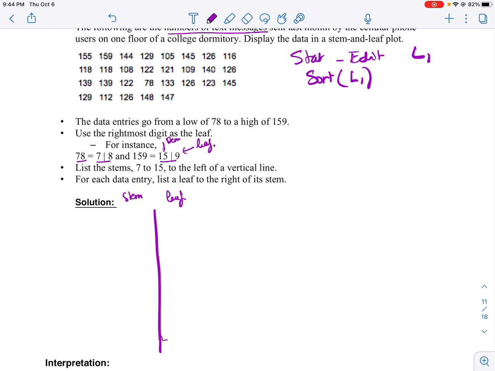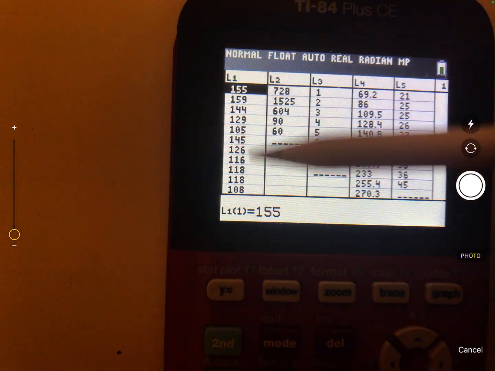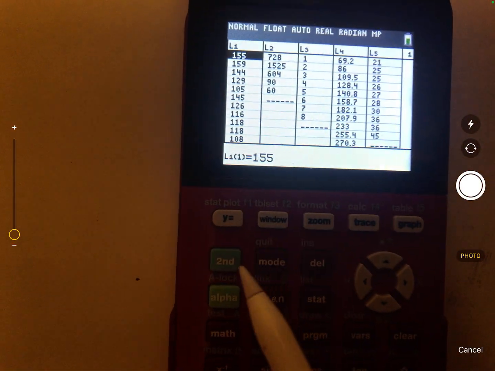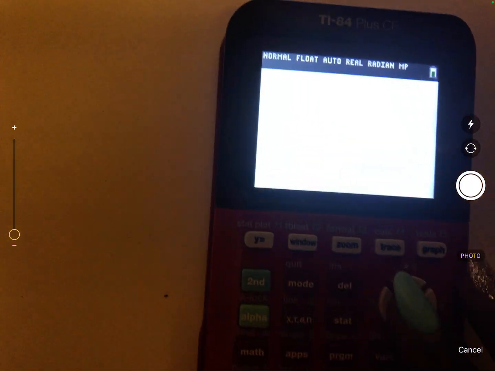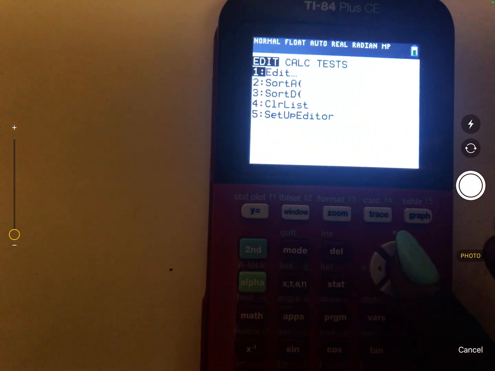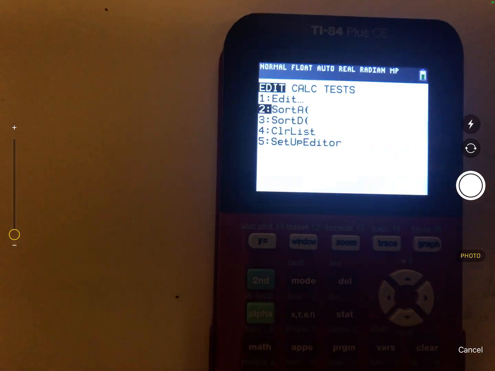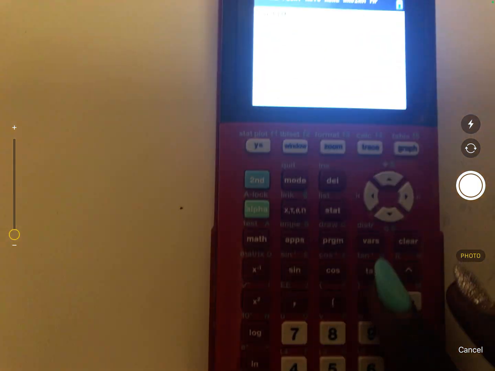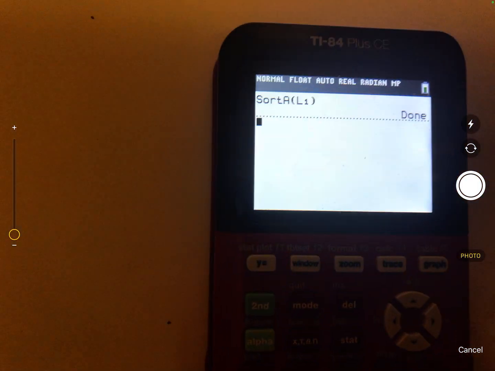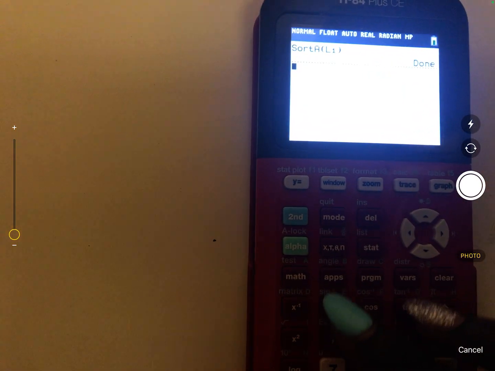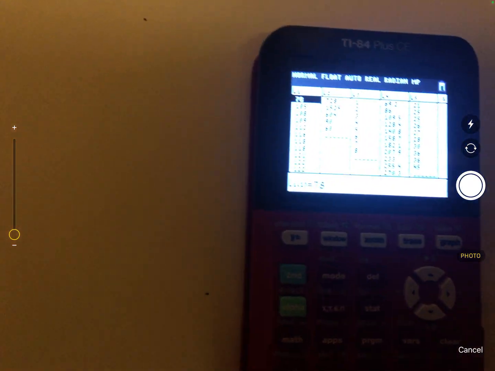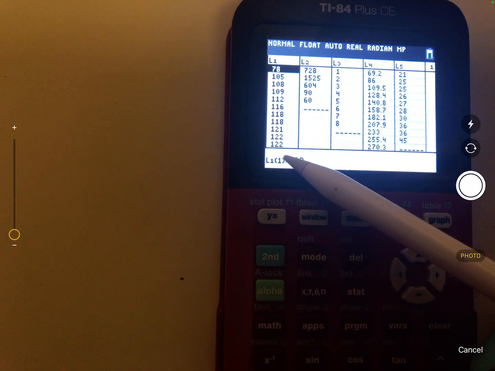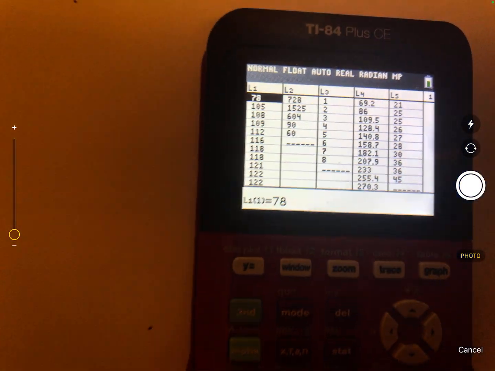So I already have my data in L1. Here goes the data. For me to sort it, remember you go to second function quick. You want to sort it, you go to stat and sort ascending, you press enter, and second function, and you select your L1 right here. Close parenthesis, press enter, it's going to say done. Then you can go back to stat, edit, and here goes your data. It's been sorted for you. That's all you wanted. You wanted the data to be sorted.